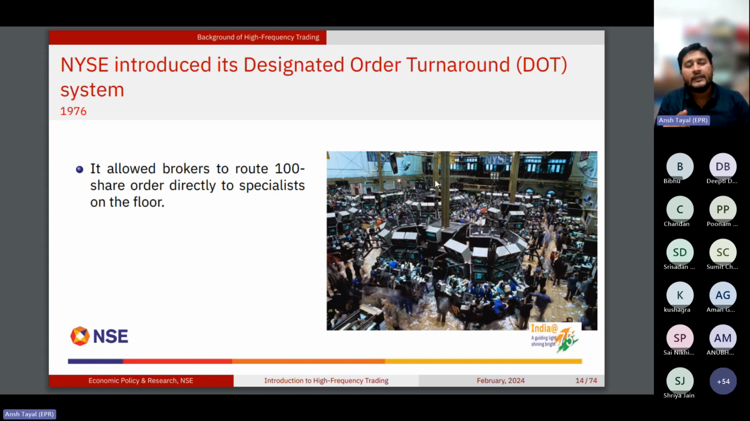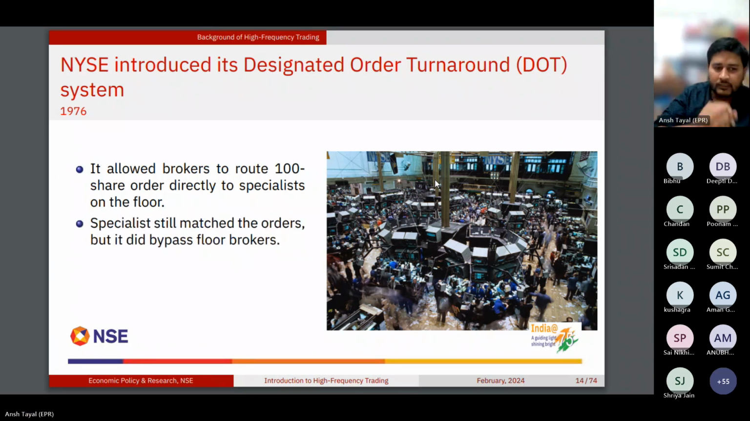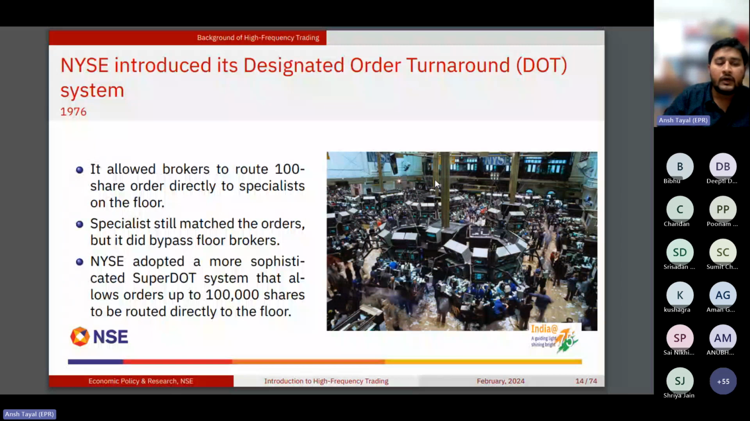Now, the next step was NYSE introduced something called the Designated Order Turnaround System in 1976. It allowed brokers to route 100 shares directly to the specialists on the floor. So in 1971, you could see prices on a screen. In 1976, brokers could place an order in a machine that would reach the trading member on the floor. So that was another layer that was reduced. Specialists still match the order, but it did bypass the floor brokers. There's another extended version of this, Super Dot, which allowed 100,000 shares to be routed directly.